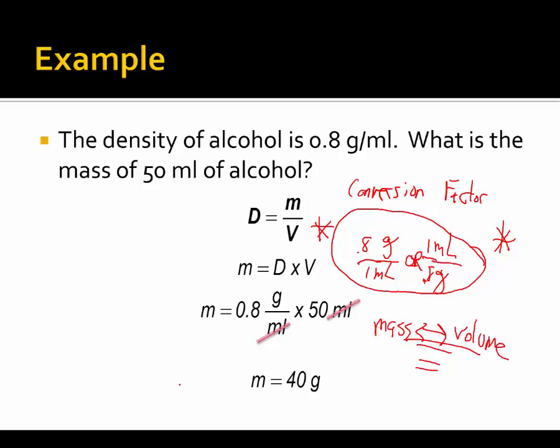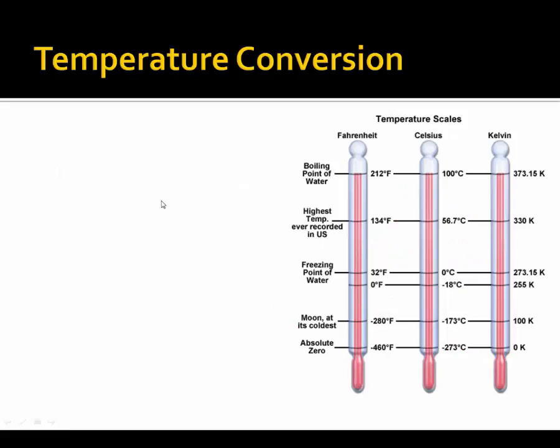Make sure you understand that concept. So let's talk about temperature conversion. Three types of temperature scales: Fahrenheit, Celsius, and Kelvin. In the lab, we will always use Celsius. We'll never use Fahrenheit. Fahrenheit is what you see on TV mostly. Kelvin scale, when we work with gases, all of our calculations have to be done in Kelvin. All of our measurements, though, are going to be done with Celsius.